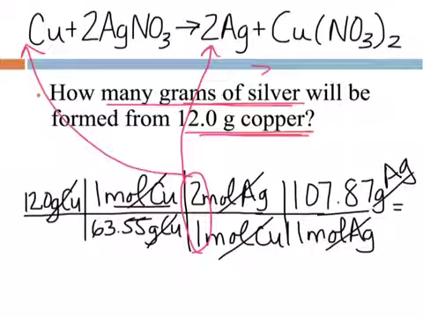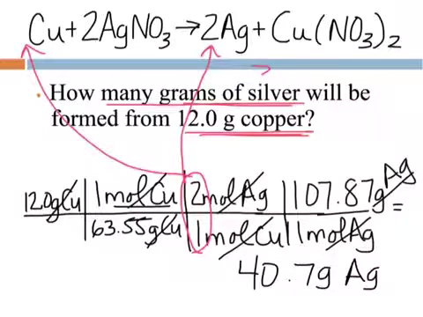So my answer is simply the top all multiplied together, divided by the bottom. Okay, you can type it in any order you want as long as you hit the divide by button every single time before the bottom. And you should get an answer of 40.7 grams. 3 sig figs, 40.7 grams of silver.